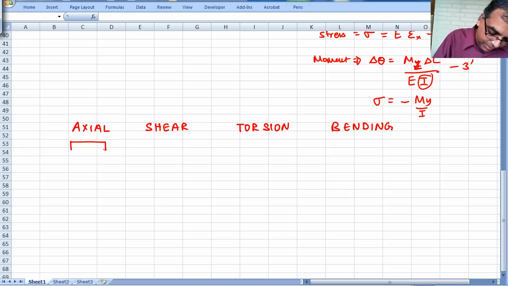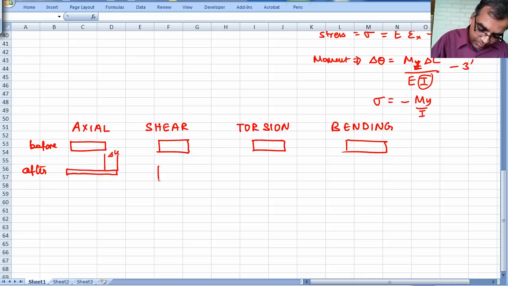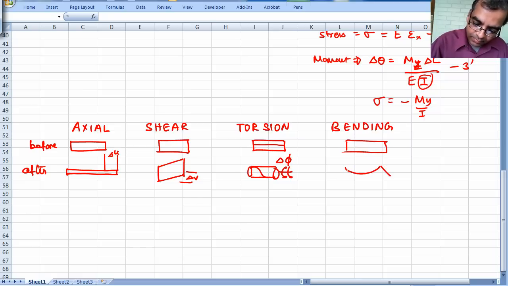So before, shape like that, before shape like that, before shape like that, before shape like that. This is before. After, it looks like thinner and longer, and this distance is called delta u. This will become like that, and this distance is called delta V. This will become, if I draw a line here, like that, and that's called delta phi, and then this will smile, and that's called delta theta.